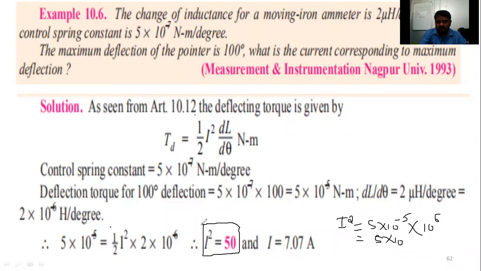I square equal to 50. So square root of 50 is nothing but 7.07 something. You'll get that one. That is the answer for this problem here. Is it clear? Yes, sir. Any doubts you can ask. If you have any doubts, you can ask that one.